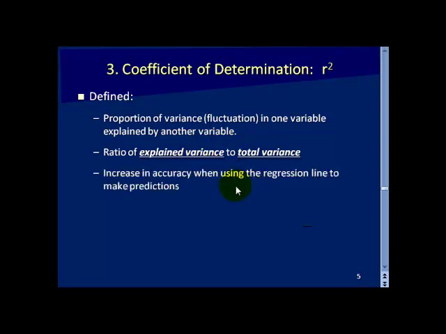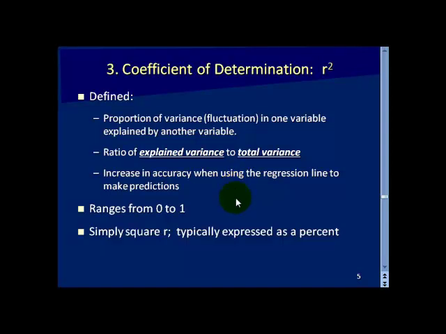And then finally, let me give you one third handle. It's the increase in accuracy when using the regression line to make predictions. So this is a shorthand way of explaining how much more accurate we are when we use the regression line to make predictions. It's going to range from 0 to 1, and you get it simply by taking the r value and squaring it. And then typically you express that as a percent. So if r squared works out to 0.23, you'd express it as 23%.